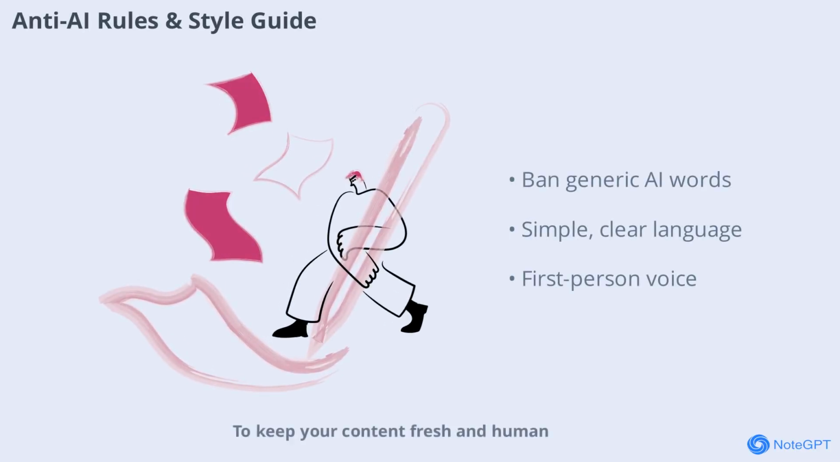Keep your content fresh and human. Set strict anti-AI rules in your project instructions. Ban overused words like delve or game changer, enforce an 8th grade reading level, and use a direct, first-person tone. Keep paragraphs short and vary your sentence lengths. This makes your content easy to read, engaging, and free from generic AI-isms.